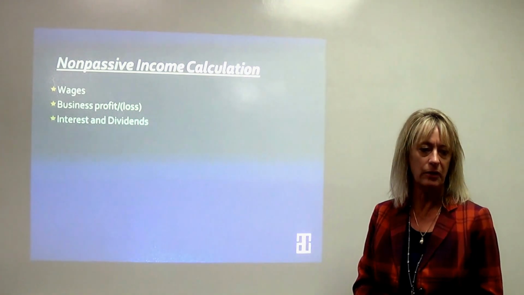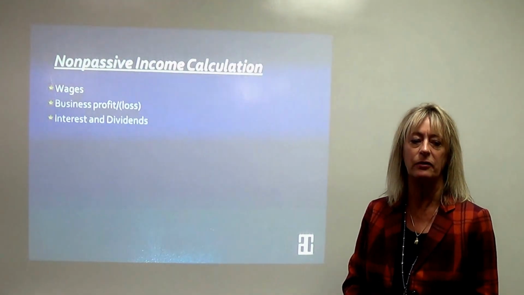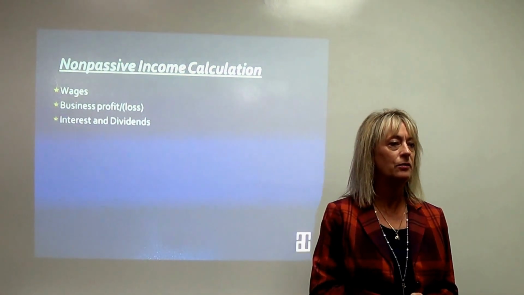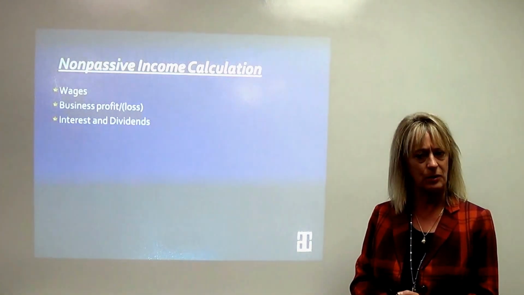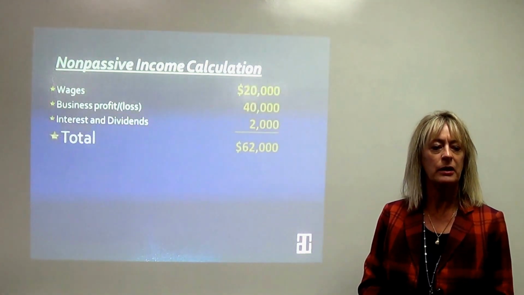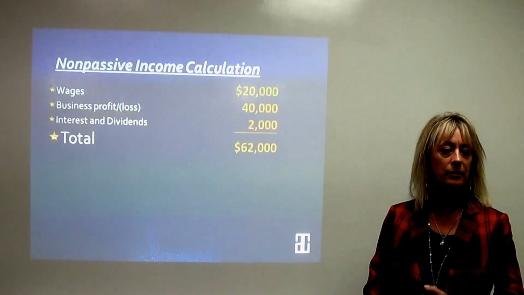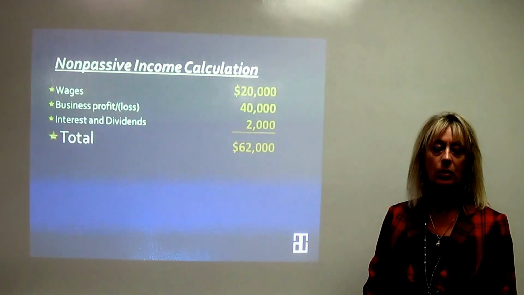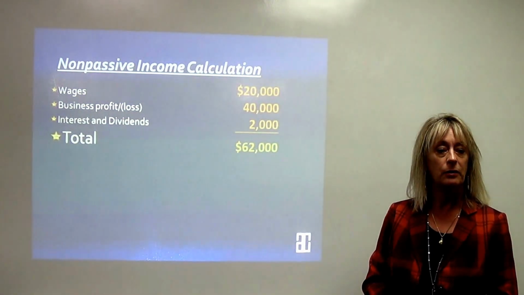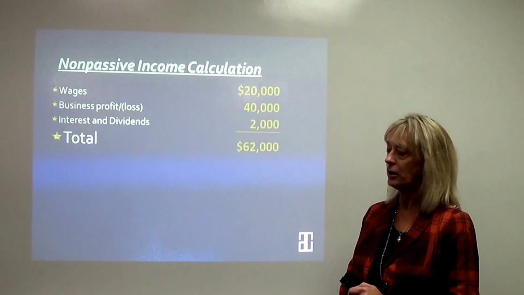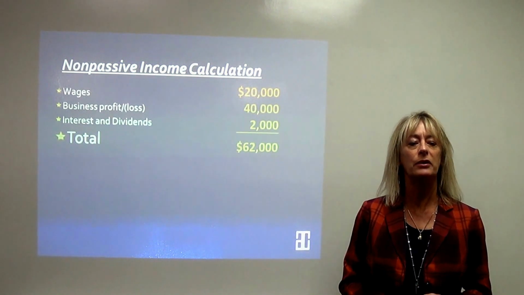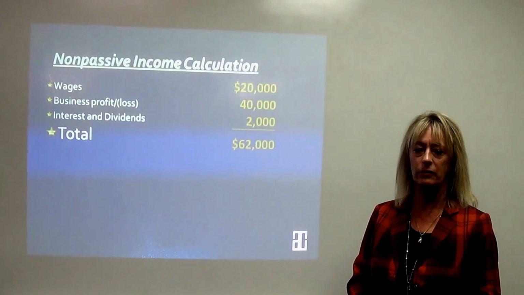Now, we have another category that you would not think of as non-passive, but for tax purposes, it's treated as non-passive, and that's interest and dividends, because they have the same tax treatment as wages and business income. Now, let's just look at some numbers here so you can get an idea, and I can show you some examples of how this is going to work. So let's say wages are $20,000 for the year. And business profits are $40,000 for the year, and your interest and dividends are $2,000. So you've got a total in this category of $62,000.